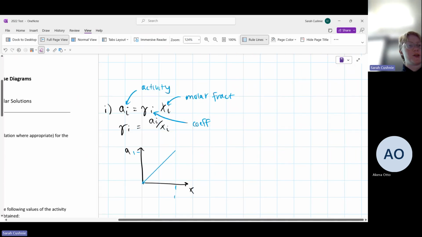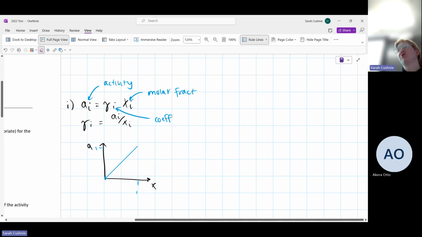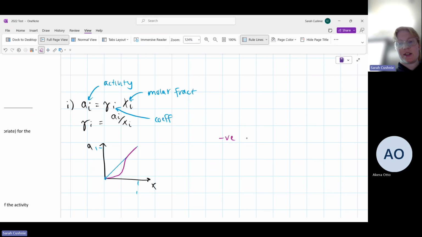So we can have what's called either positive or negative deviation. And that's kind of what it sounds like, a deviation. So it's a change from the ideal and it'll be above or below what you would expect it to be. We can start with negative deviation, that'd be down there. I'm gonna write negative deviation. What that means essentially is that because it's below what we would expect it to be, the activity coefficient is smaller than 1. So it's multiplying your molar fraction by a small amount.